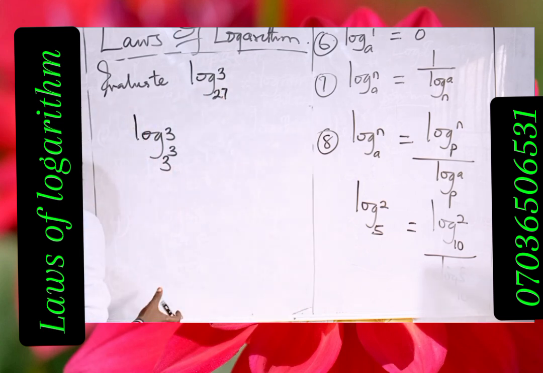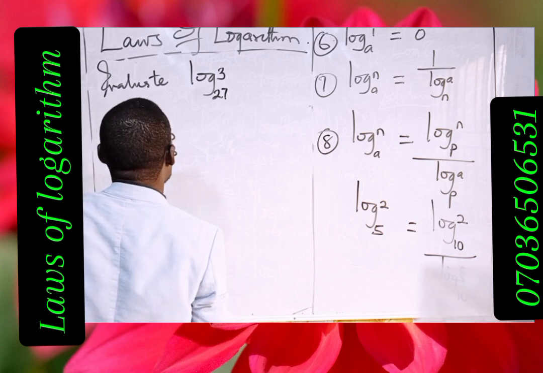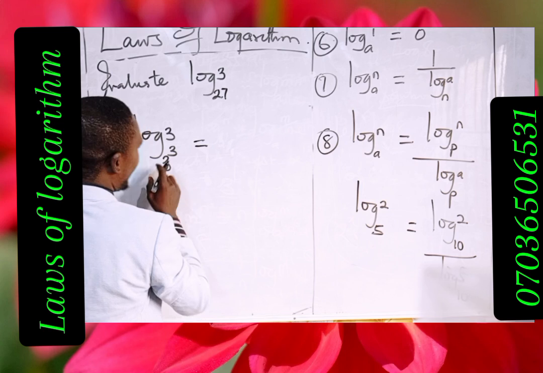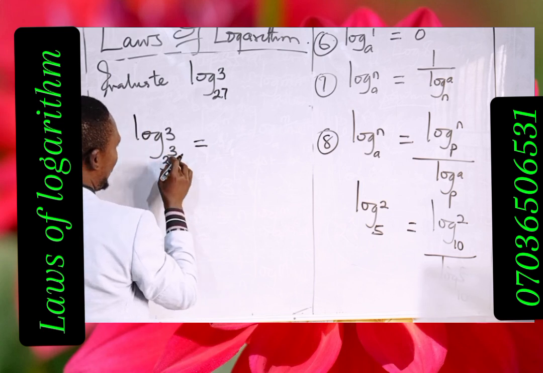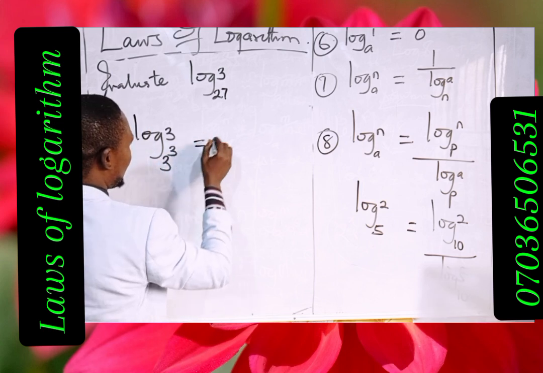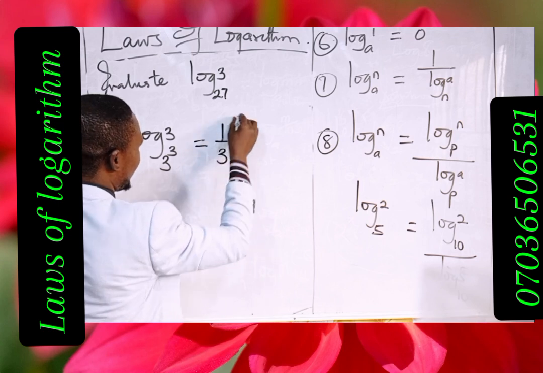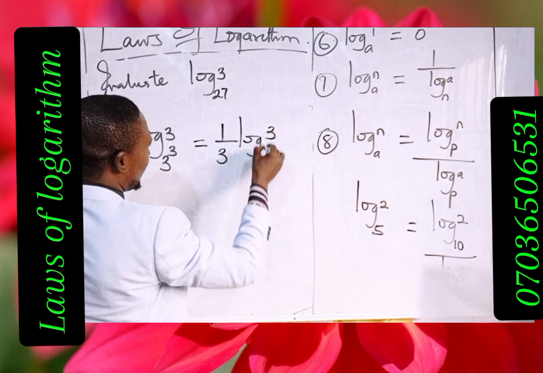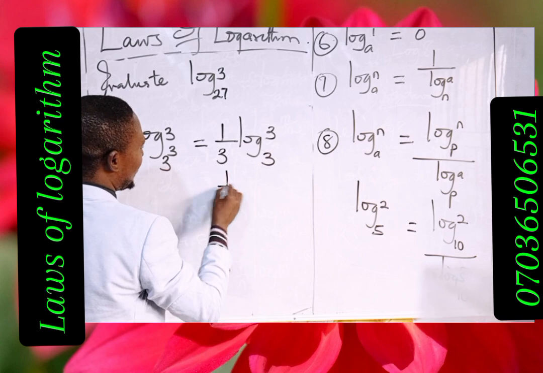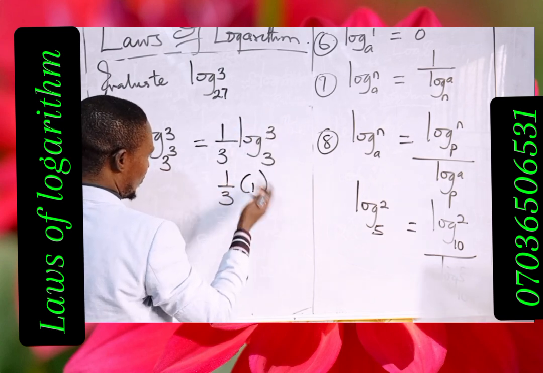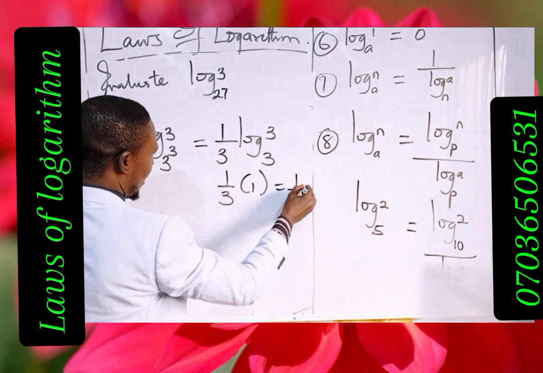So we want to do away with any kind of mathematical anarchy. Very good. Now according to the law that says when the base has the power, it takes the reciprocal of the power, this will give us 1 over 3 log 3 base 3. Log 3 base 3 is 1, one of the laws. And this is 1 over 3.